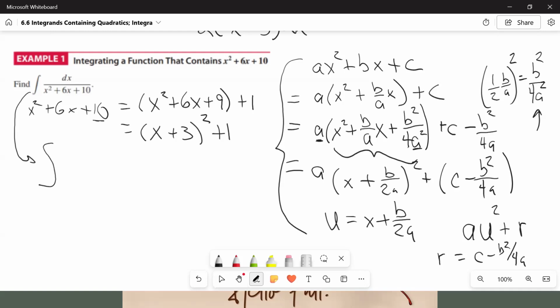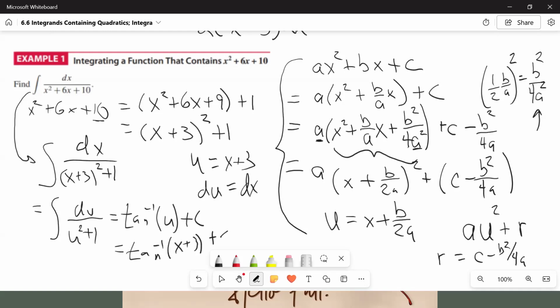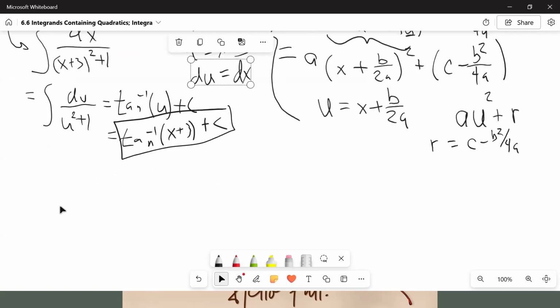Okay, so our integral becomes the integral of dx over x plus 3 squared plus 1. And if I let u equal x plus 3, this starts to look like inverse tangent. So du equals dx. So this will become the integral of du over u squared plus 1, which is tangent inverse of u plus c. And if I back substitute, you'd have tangent inverse of x plus 3 plus c. Okay? So, a little trickiness there, but we're doing okay.